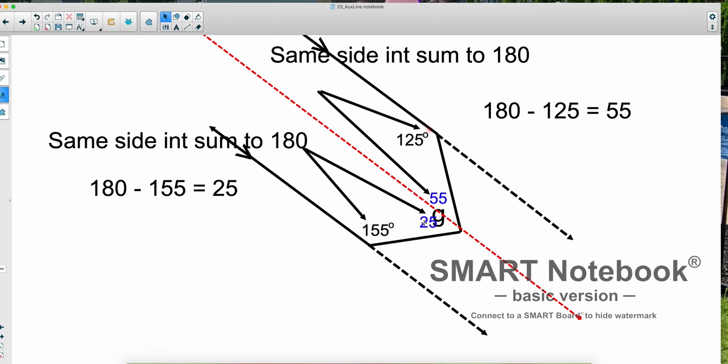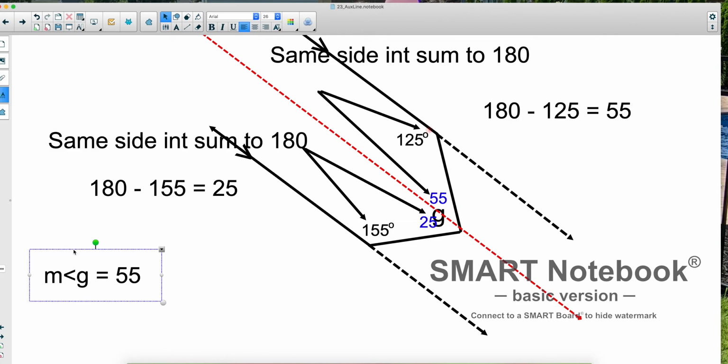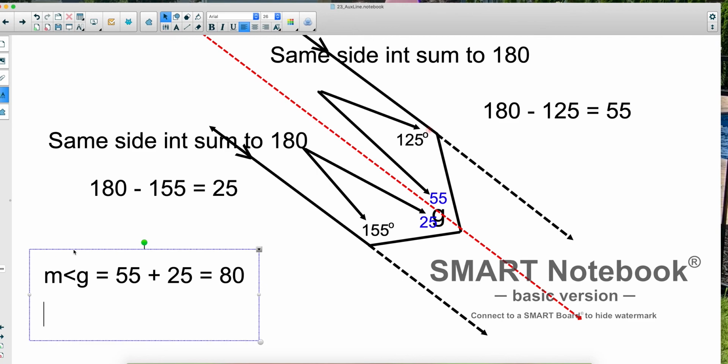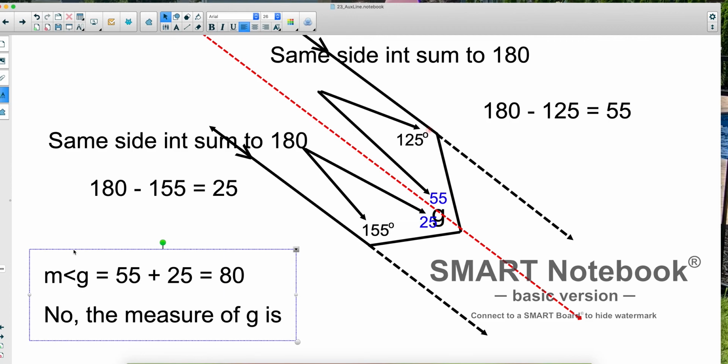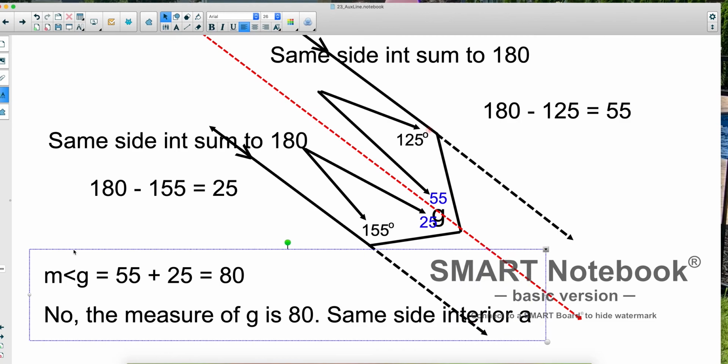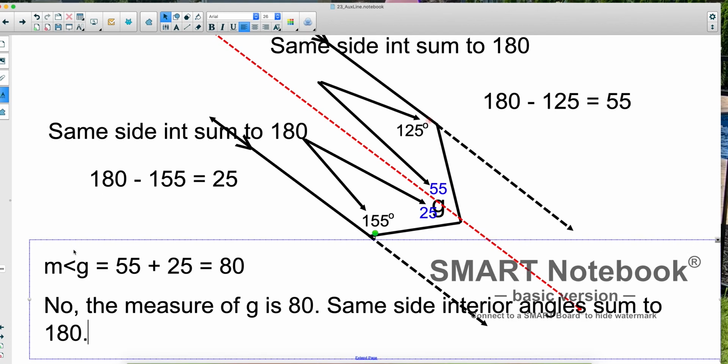Okay, so now angle G. So the measure of angle G is equal to 55 plus 25, which is 80. So is Dan correct? No. The measure of G is 80 degrees. Same side interior angles sum to 180. And there we go, right? We have a little explanation there.